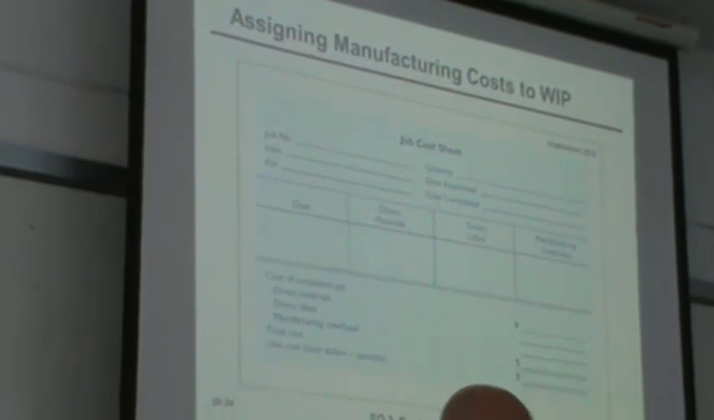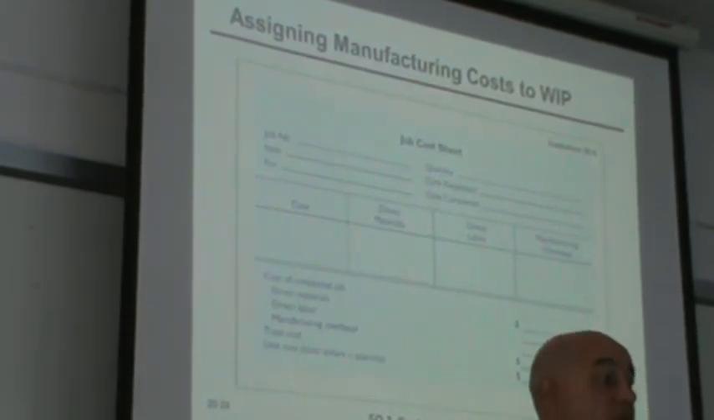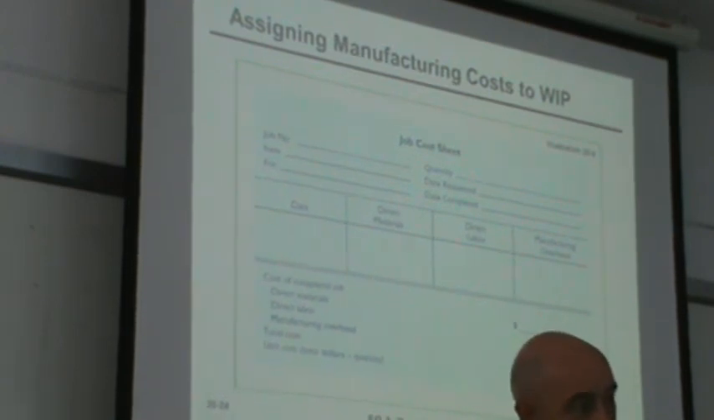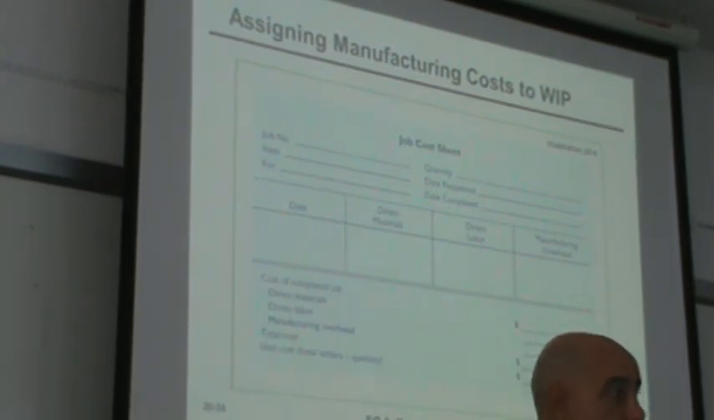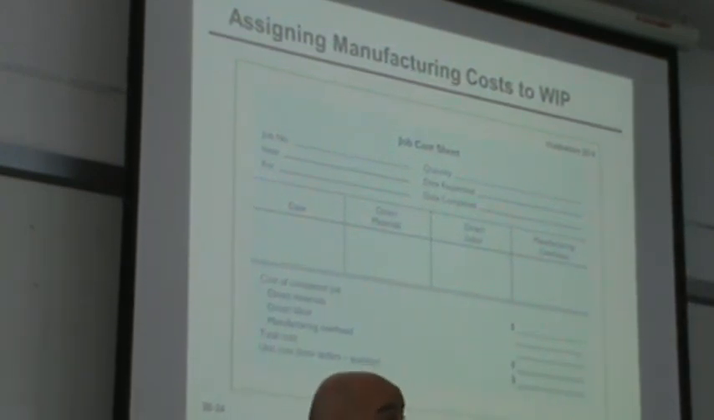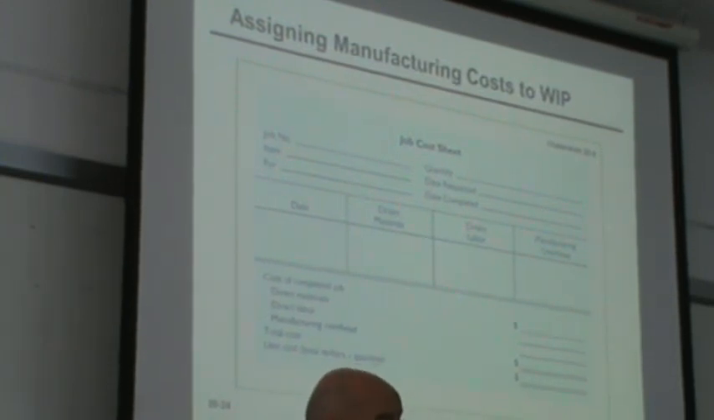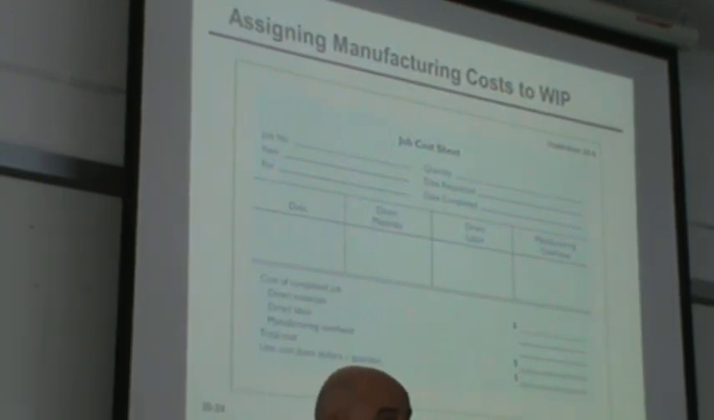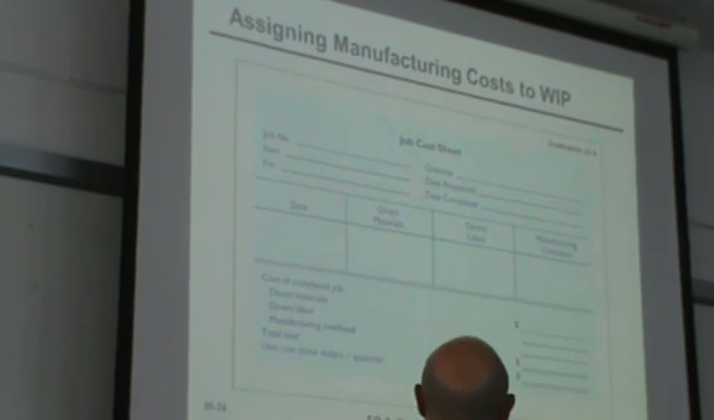And then unit cost means total cost divided by the quantity. If it's 20 books, you divide by 20. If it's 50 books, divide by 50. If it's 100 books, by 100. If you make coffee, if it's 200 coffee, by 200. It's 50 coffee. That's what it looks like.